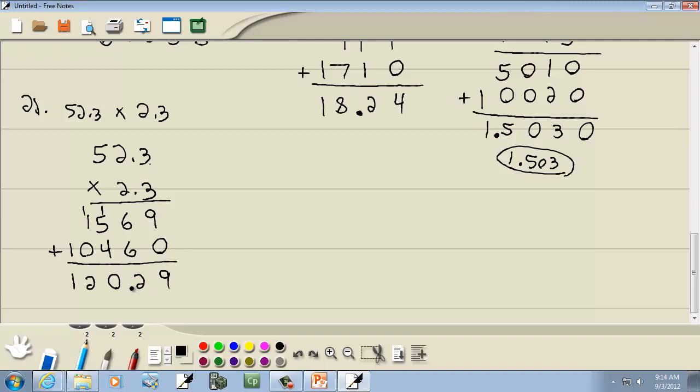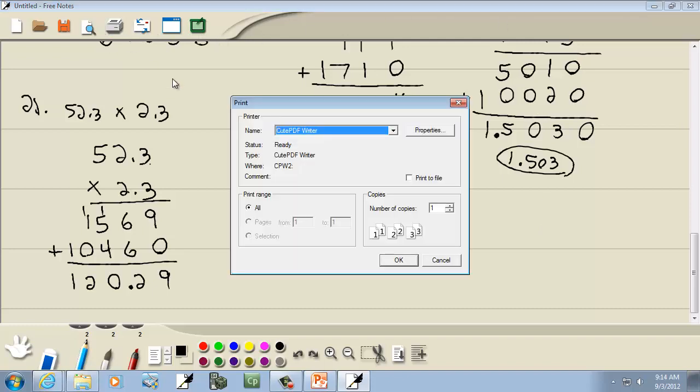Now we look up here. We got 2 decimal places. So assuming I multiplied correctly, our answer will be 120.29. Let me check. And yep. So let me save that page.